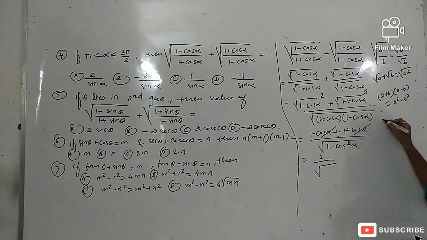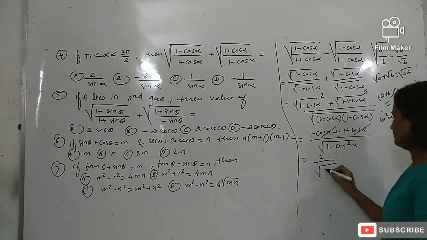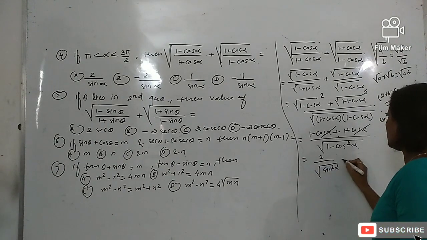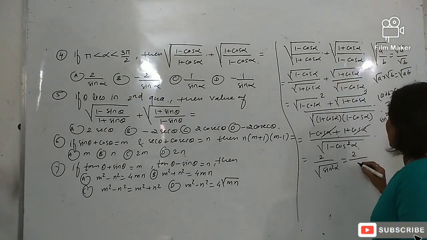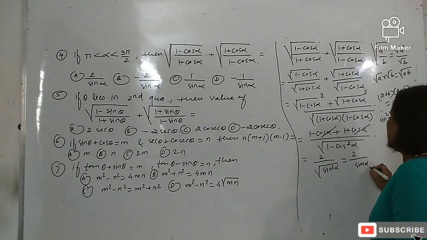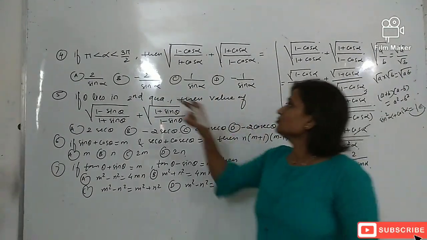What is the value of 1 minus cos square alpha? From the identity that sin square alpha plus cos square alpha is 1, from this expression you will get 1 minus cos square alpha, the value is sin square alpha. So finally you will get the simplified value of this expression is 2 upon sin alpha, which is given in the options, but first see the condition for alpha.